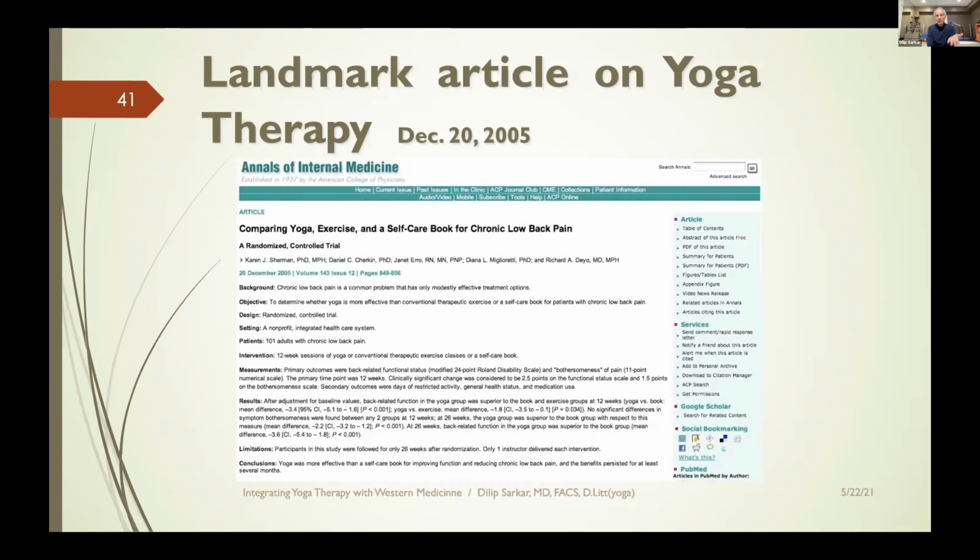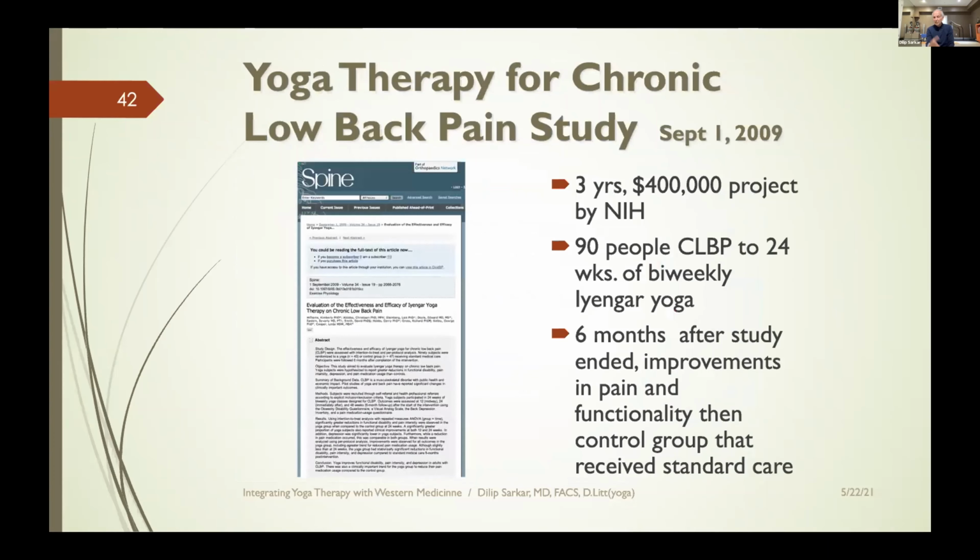And look at that article, Annals of Internal Medicine. You cannot have any better journal than this. This is Spine, yoga therapy for chronic low back pain, showing studies after studies how effective it is for back pain. But what I'm showing to you is the integration: this is the most prestigious Western medical journal, which is being accepted by Western trained physicians.